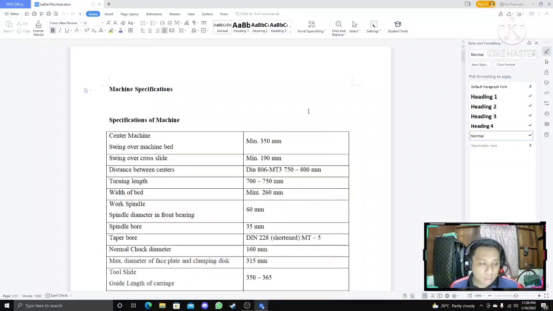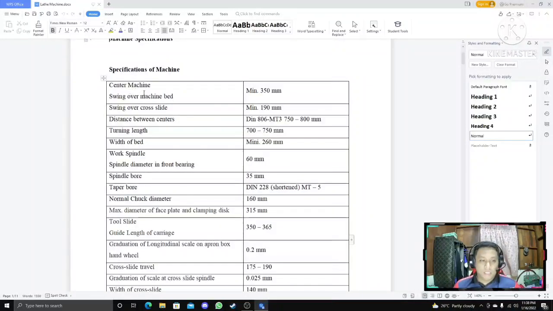I will explain about the lathe machine. For machine specification: swing over machine bed, minimum 350 mm. Swing over cross slide, minimum 190 mm. Distance between centers, DIN 806, MT3, 750 to 800 mm.